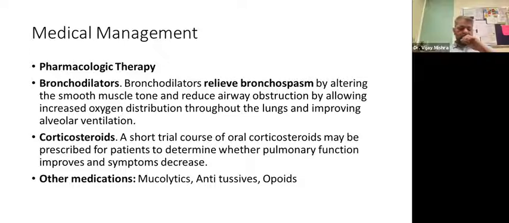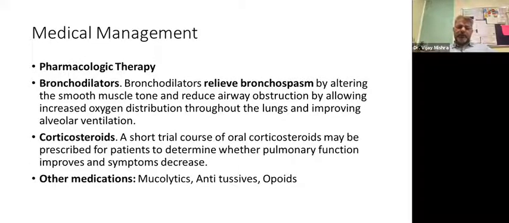So after the assessment, we come to how to manage. The management of COPD can be both medical or surgical, right? I'm sure some of you must be thinking of surgical management of COPD. Yes, there may be situations where we may have to resort to surgical management, but first we'll talk about the more common medical management, commonly done with medicines. That is called pharmacological therapy.